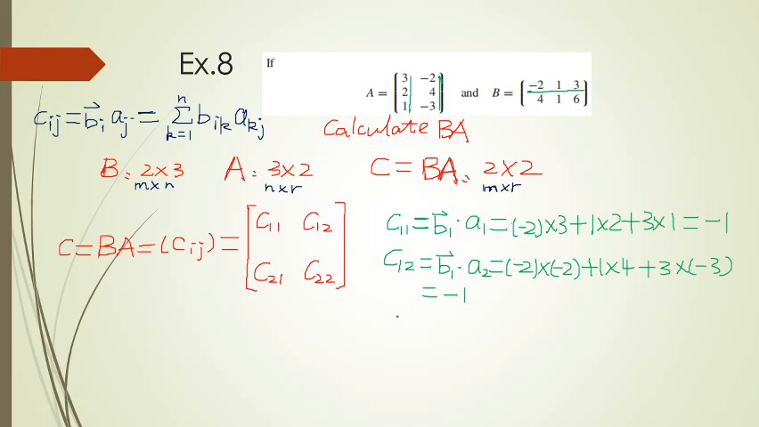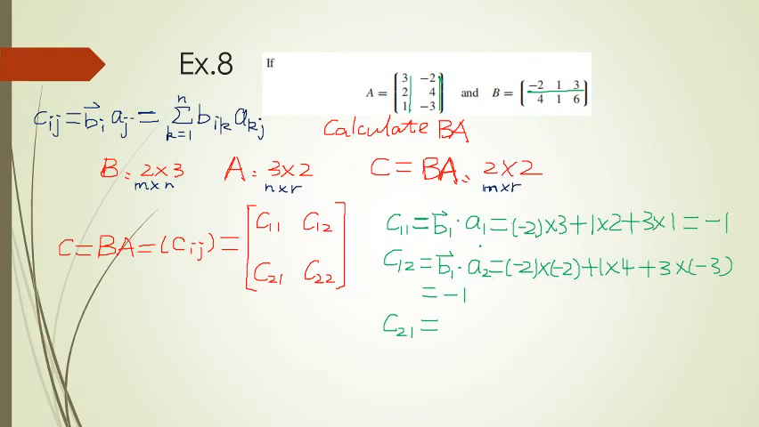So do we have some students? Are there any students who get it? Okay, get the matrix multiplication. If you get it, then it's easy. Just do the simple number calculations. Okay, take the product first, then take the sum.